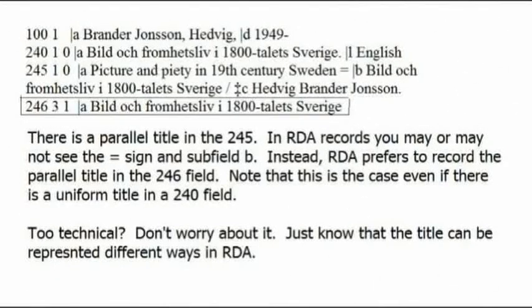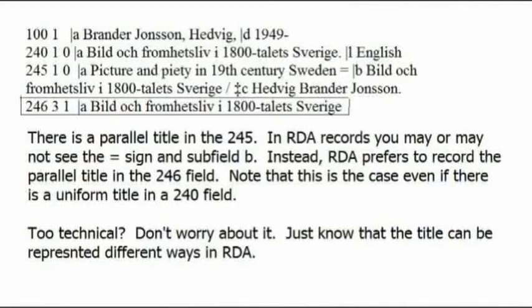Thinking about how titles in RDA can be recorded differently than what we're accustomed to, let's have a look at how a parallel title, which is generally a title written in a language other than the main title, is often recorded in RDA. In AACR2 records, parallel titles are generally recorded directly in the 245 field and indicated by an equal sign. In RDA records, you may still find a parallel title in the 245 field.